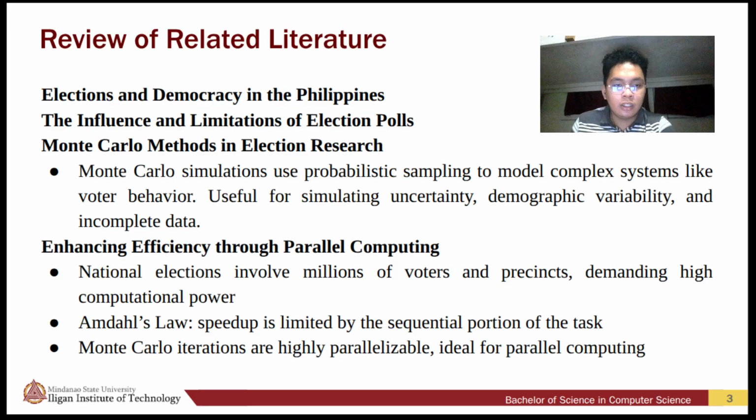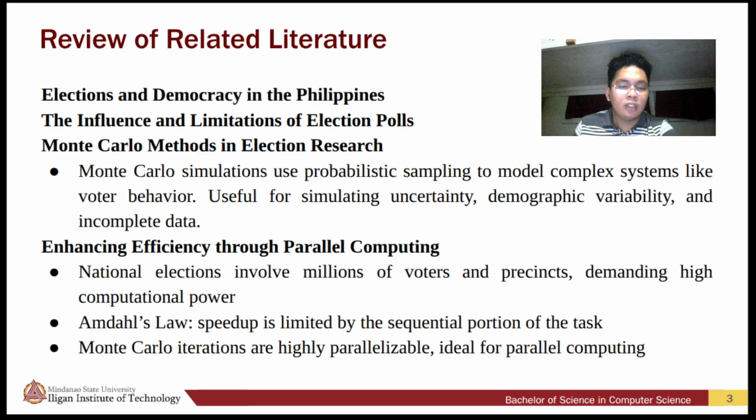Review of related literature. The first one, as I mentioned in the intro, is elections and democracy in the Philippines. The influence and limitation of election polls shows that sometimes, especially when predicting percentage-based surveys or events, election polls and surveys have limited accuracy. This is the reason why I have hope for this simulation.